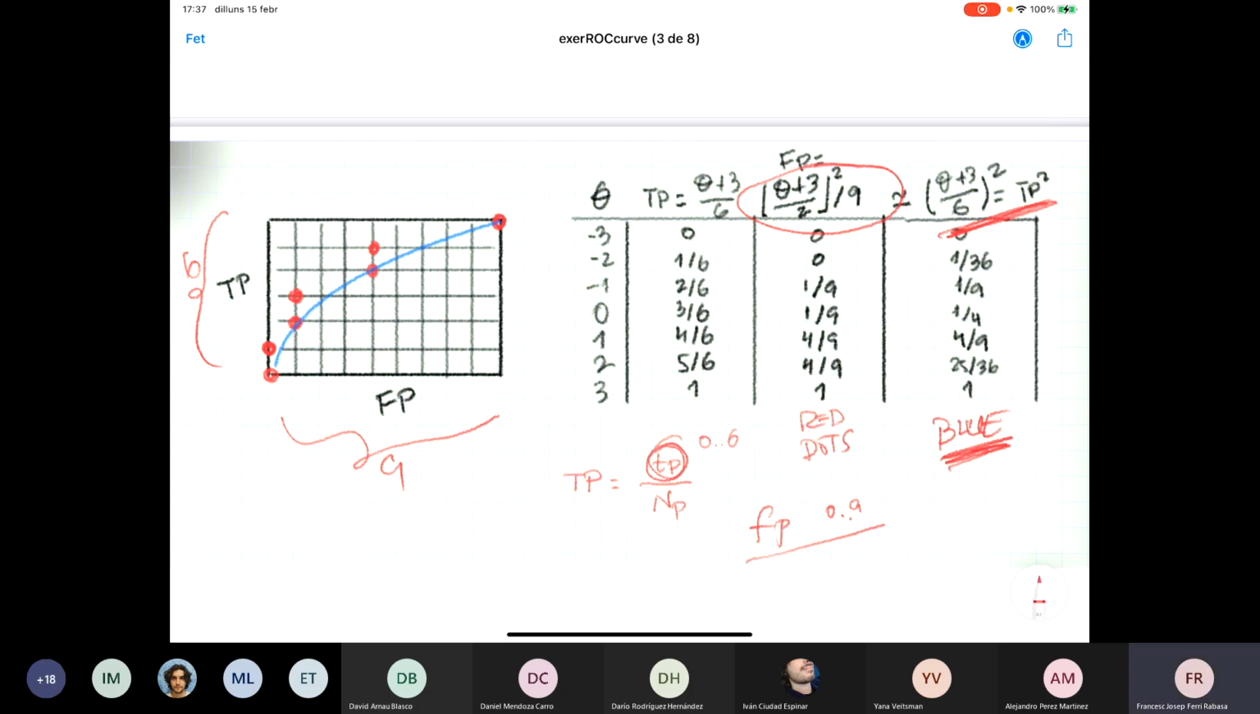Do you see that? Then it's the number of the fraction, no? TP is 1 over 6, 2 over 6, no? Mm-hmm. Then okay, yes.